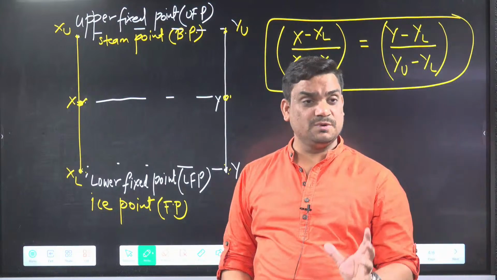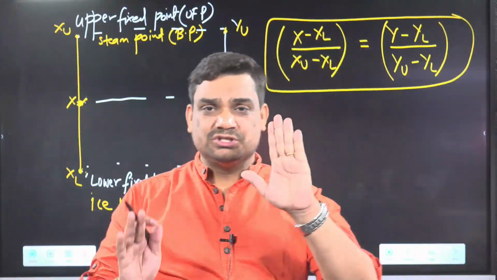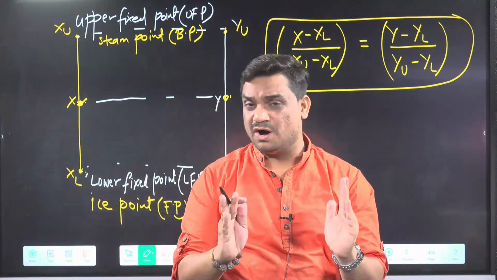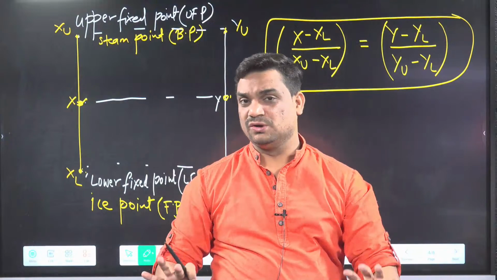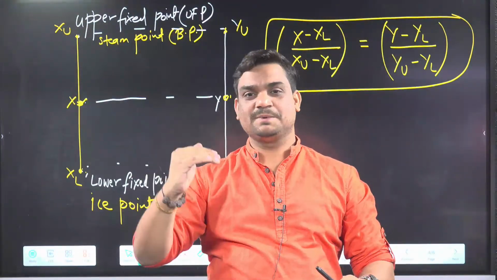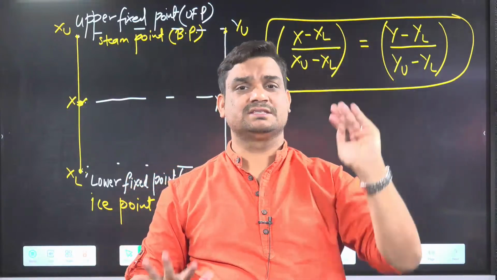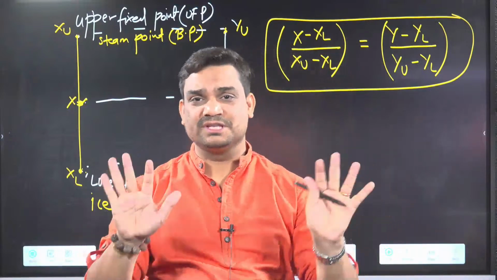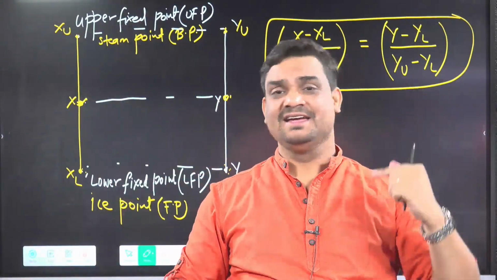This is not the formula that you need to remember. You don't have to remember any formula in this chapter. Whenever any question is given to you, just make the diagram properly, write your lower as well as upper values, and then nothing else. You will write this minus this divided by this minus this. Here also you will do this minus this divided by this minus this. That's it. I hope you can do this. This minus this divided by this minus this equals this minus this divided by this minus this.